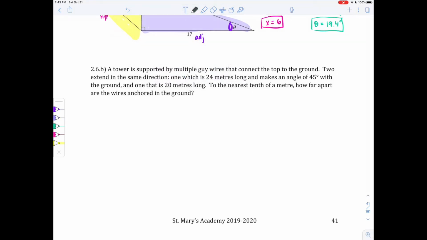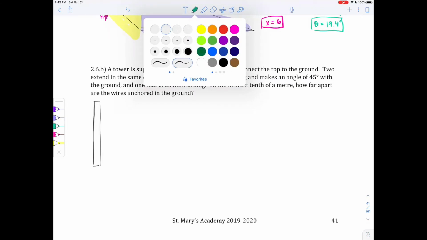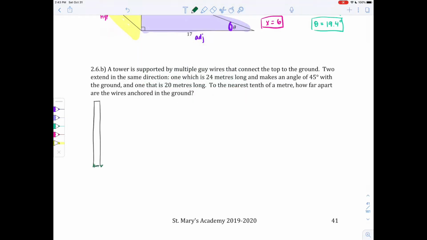So my tower exists. What an excellent tower. And it's got some guy wires that connect it into the ground. We've got one that's 24 meters long. It makes an angle of 45 degrees with the ground. Okay, I can draw that. Looks like that. It's 24 meters. It makes an angle of 45 degrees with the ground. Super. And one that is 20 meters long.